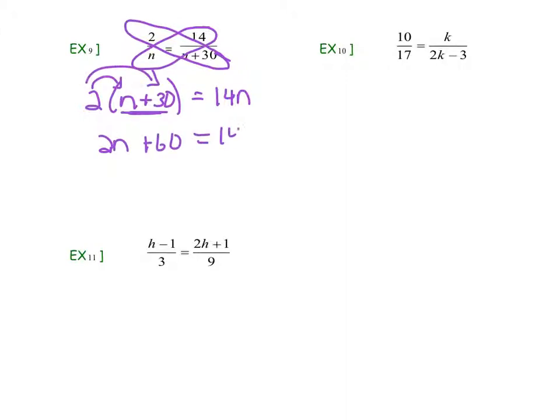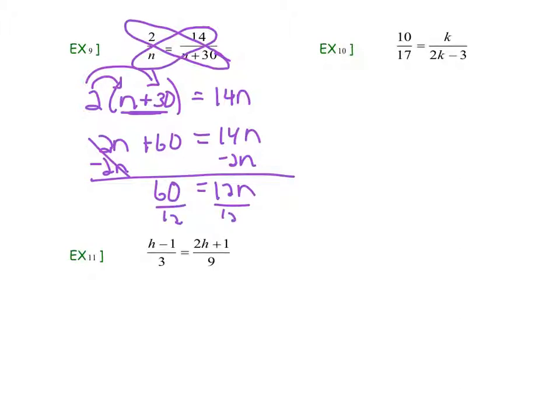And now I have variables on both sides. And what is our rule? We have to subtract one of those variables from both sides. So I'd subtract the smaller one. I'd get 60 equals 12n. And then I would divide by 12. So I'd get n is equal to 5. All right, example 10.